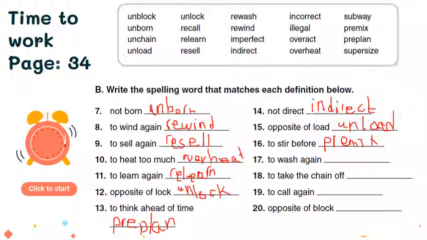To wash again, rewash. To take the chain off something, we mean unchain. To call again, recall. And the last one, opposite of block, we mean unblock. The opposite of a block is to unblock.